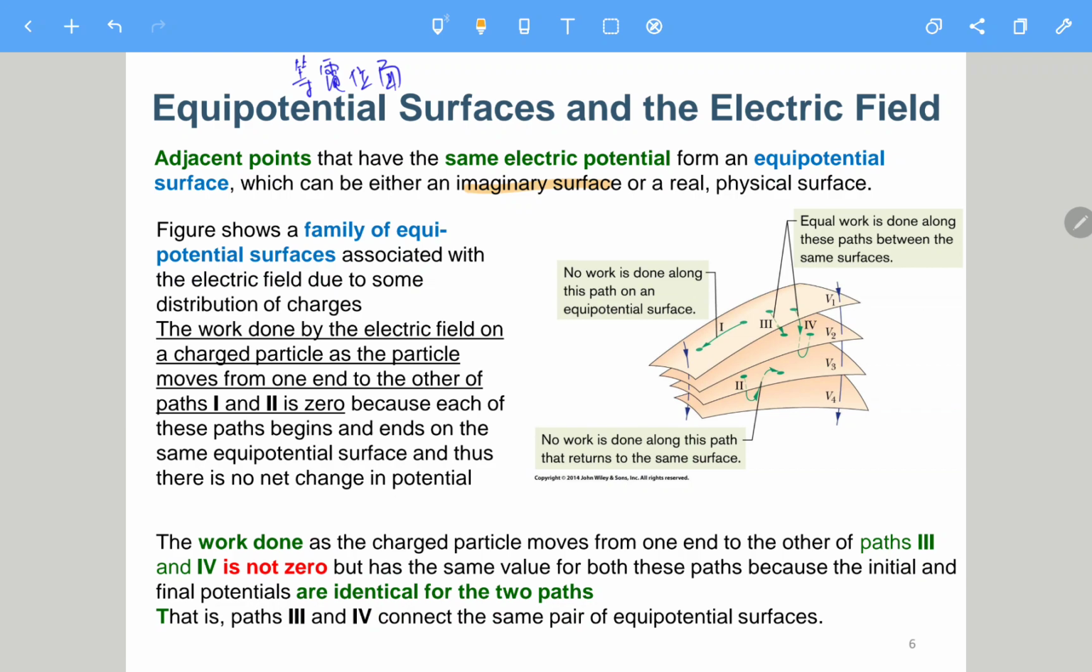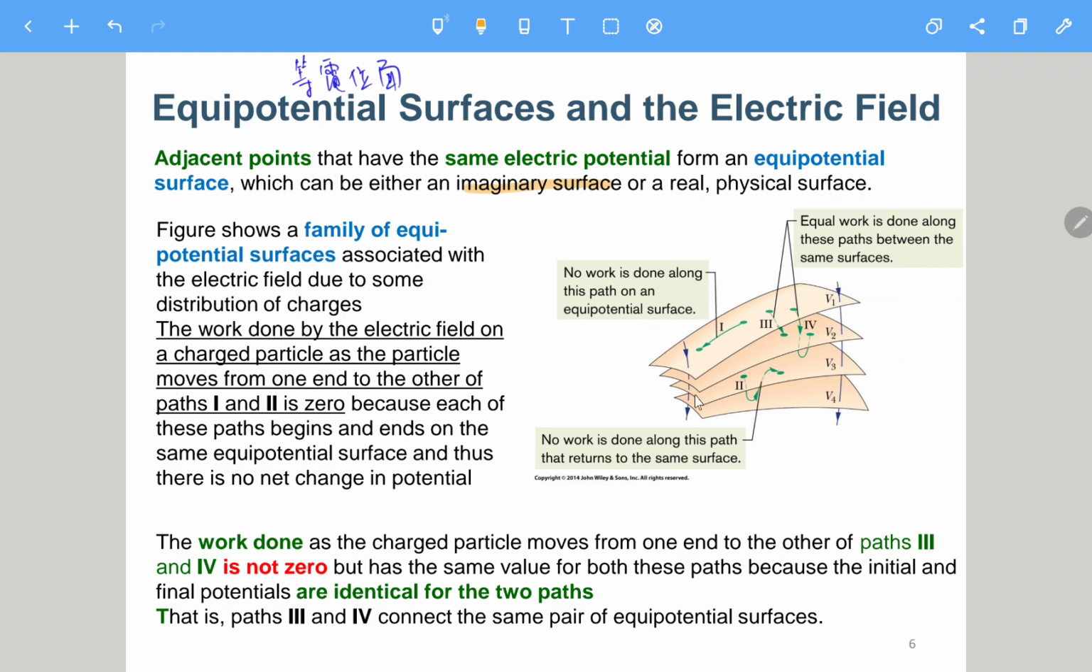For example, let's say here may be an equipotential surface. It doesn't necessarily have to be a practical or physical surface. But sometimes there may be a physical surface that makes it equipotential, especially if it is a conductor. If you don't apply too much stress to it, then usually it is an equipotential surface. Here it says family of equipotential surfaces associated with the E field due to some distribution of charge.